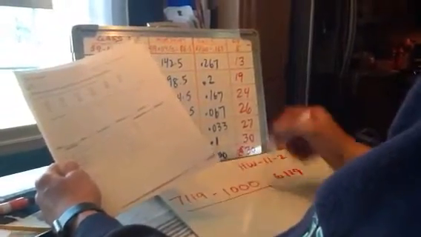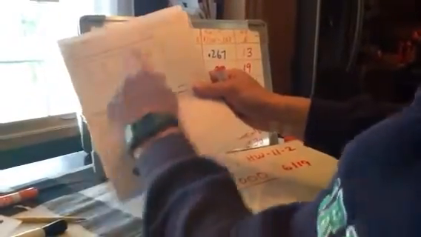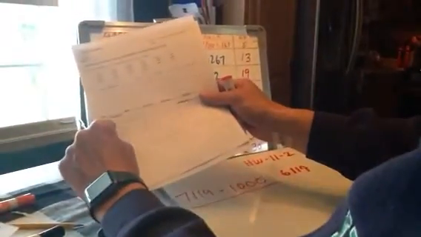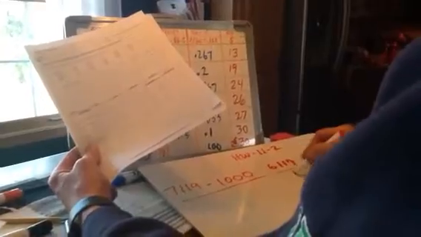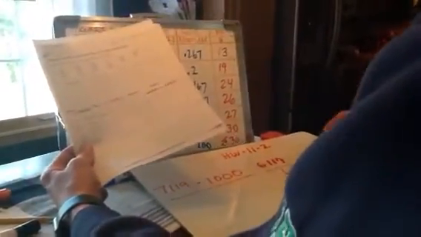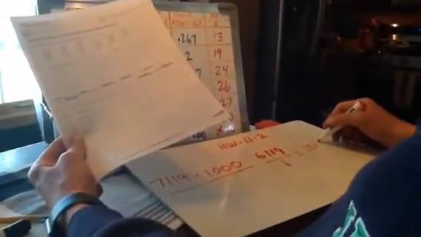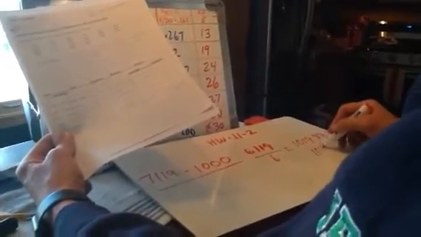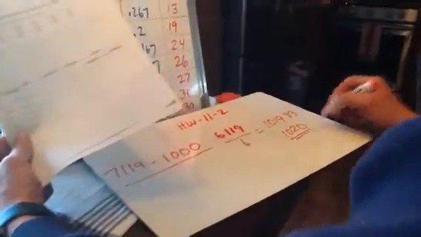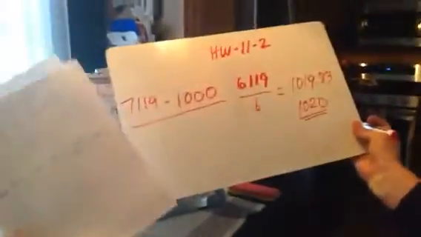Now, what do we divide it by? By how many classes there are. So 1, 2, 3, 4, 5, 6. Good luck if you're trying to copy those answers. Divide it by 6. It's going to be 1,019.83, which goes up to 1020. So there's your work, setting up the class.